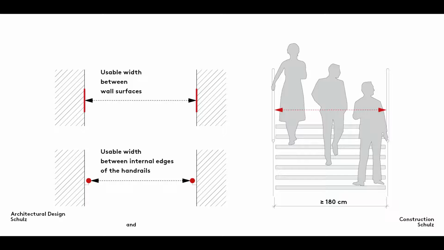When deciding on the width of a staircase, it's important to know that the usable width of a flight of stairs is measured between the two internal edges of the handrails. This means that if handrails are to be fitted on staircases enclosed by walls, the stairs themselves have to be wider than the necessary usable width. The usable width depends on the number of people who will be using the stairs.